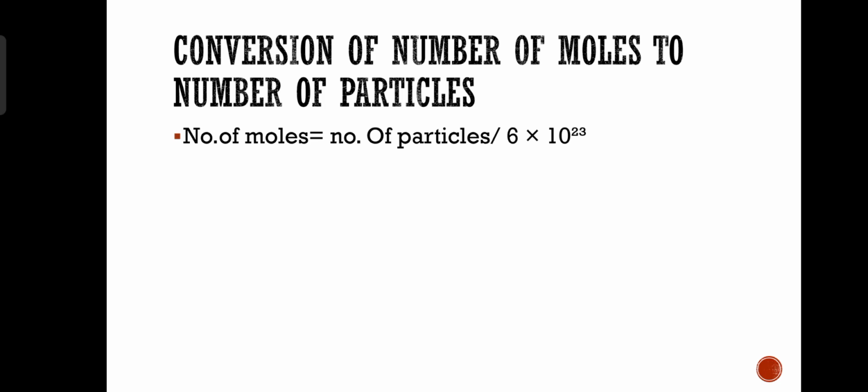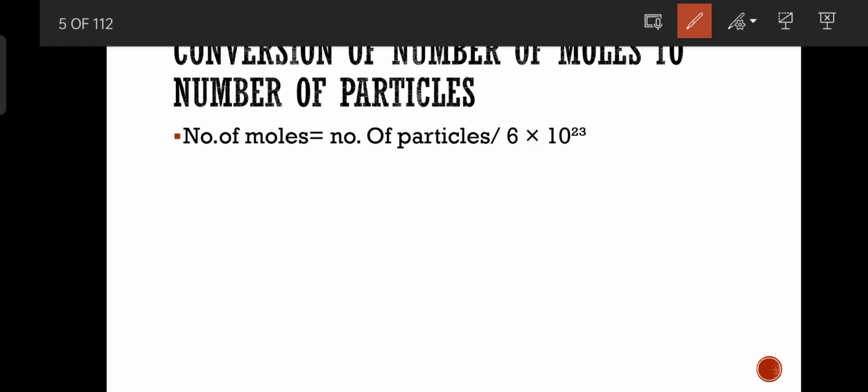How you can convert number of moles and number of particles into each other. To convert number of moles, we need this formula. Number of moles is equal to number of particles divided by 6 multiply 10 raised to power 23. I have told you that number of particles means it can be atoms, molecules, or anything. So if you have to find out the number of moles and you are provided with number of particles and this value is already known.